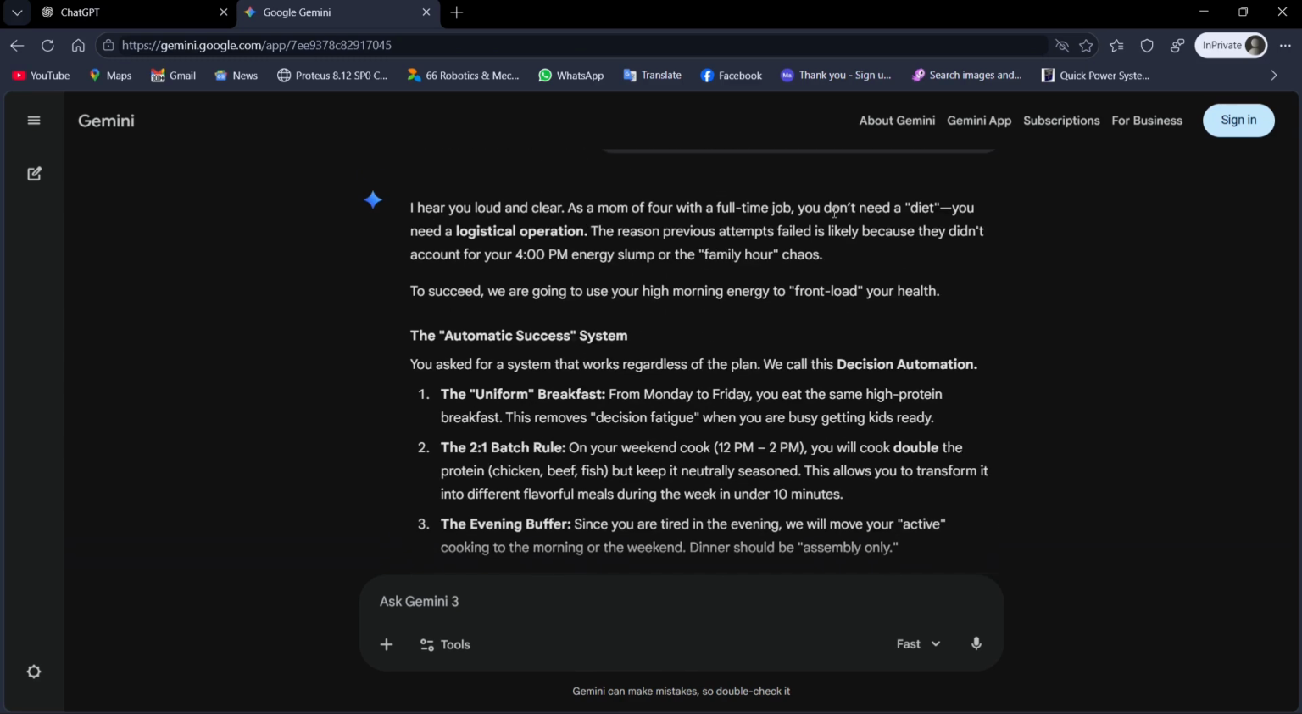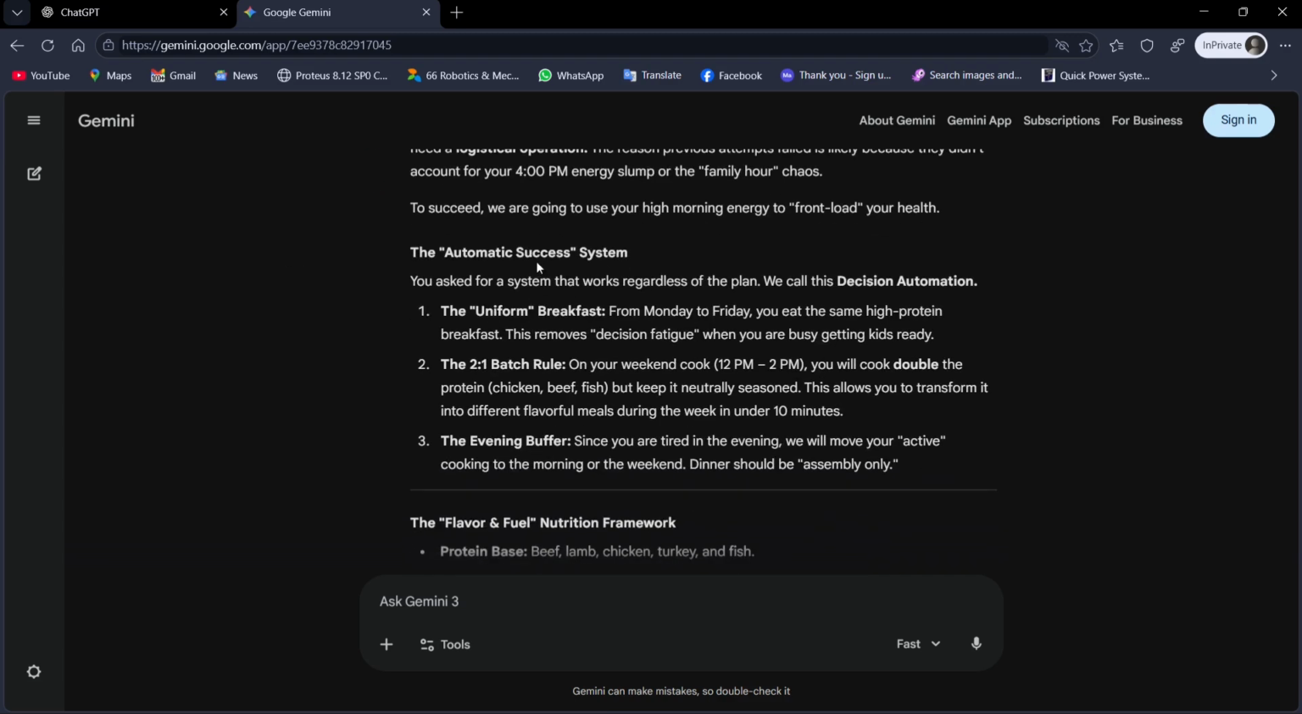As a mom of four with a full-time job, you don't need a diet. You need a logistical operation. The reason previous attempts failed is likely because they didn't account for your 4 p.m. energy slumps or the family hour chaos, and so on and so forth. So it presents a system with 3 rules. Number one, uniform breakfast. From Monday to Friday, you eat the same high protein breakfast. This removes decision fatigue when you are busy or getting kids ready. Number two, the two.